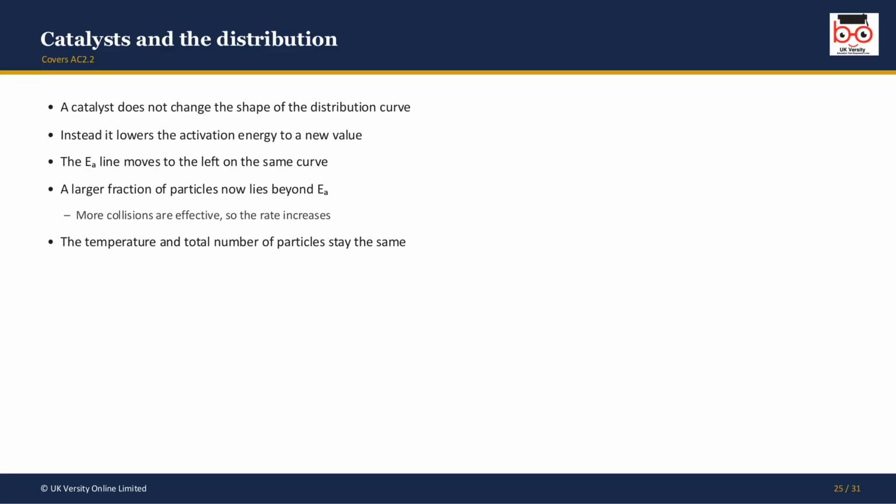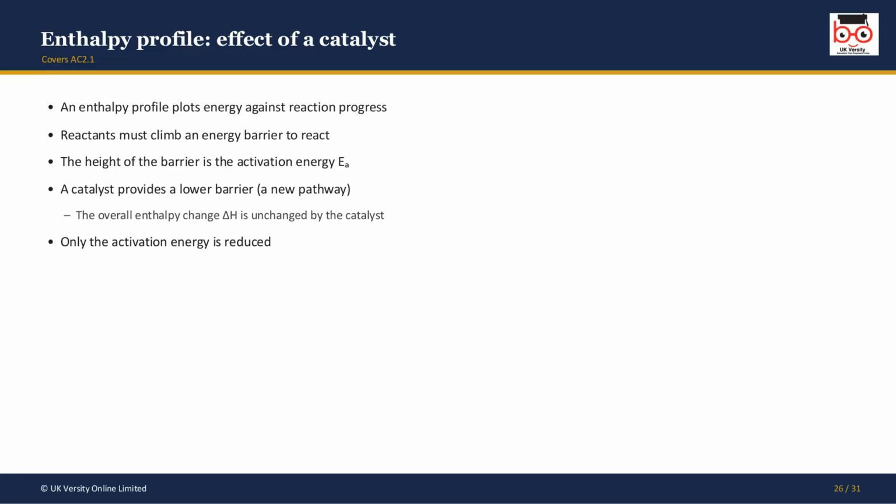It's worth linking this to the enthalpy profile, which plots energy against the progress of the reaction. The reactants have to climb an energy barrier to react, and the height of that barrier is the activation energy. A catalyst provides a new pathway with a lower barrier, so it's easier to get over. But note that the overall enthalpy change, delta H, is completely unchanged. Only the activation energy is reduced.